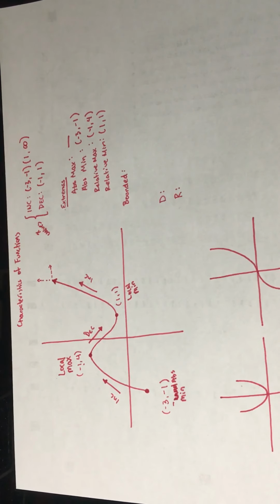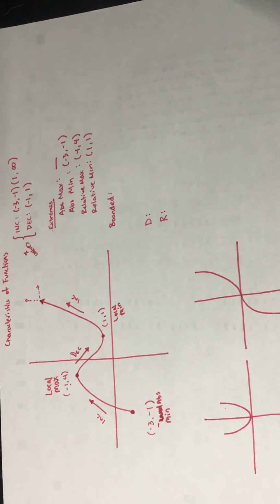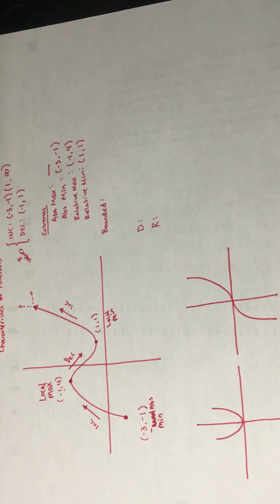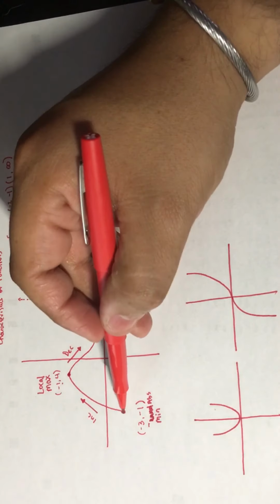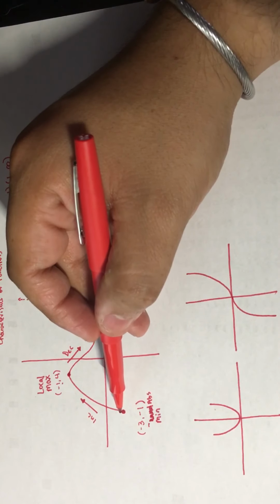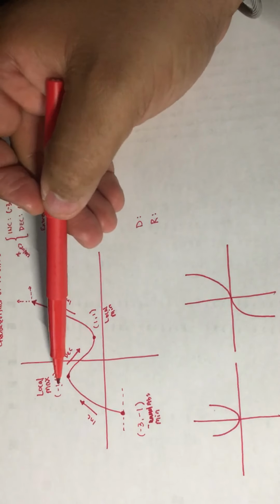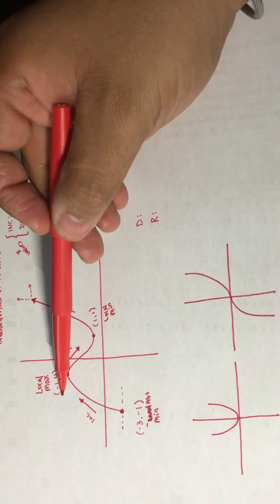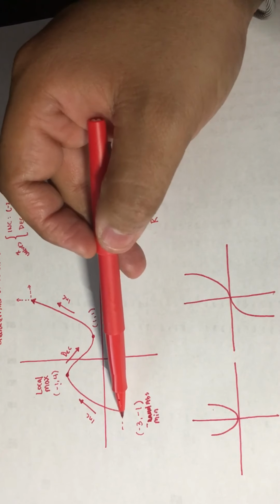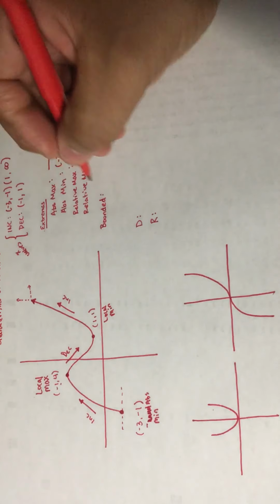Okay. Next thing is bounded. So you have to ask yourself, do you have any high points? Do you have any low points? Well, on this one here, I can see that I have a low point. And so I do not get lower than this point right here. That's the lowest I go. So this line is happening below the graph. So this is bounded below.